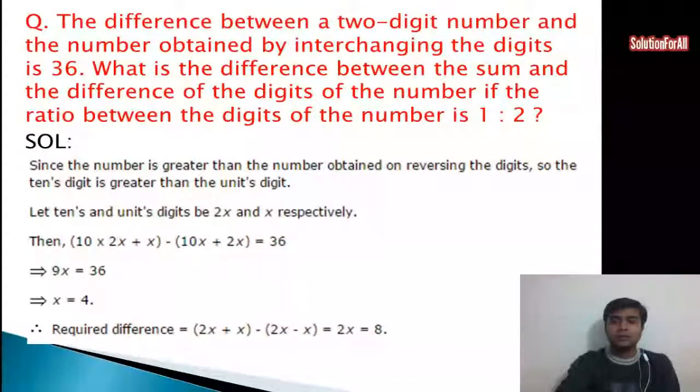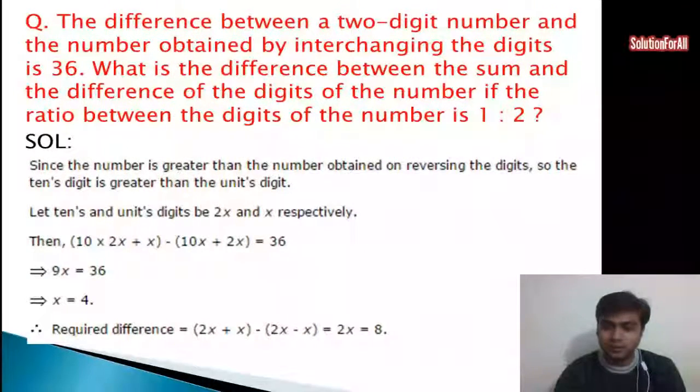If you take the ratio that is equal to 1 upon 2, it means that the number at the tenth place is greater, right? So we'll proceed according to that, because the ratio is 1 upon 2. Since the number is greater than the number obtained by reversing the digits, the tens place digit is greater than the units place digit. Let the tens place digit and units place digit be 2x and x respectively. I have taken 2x and x.